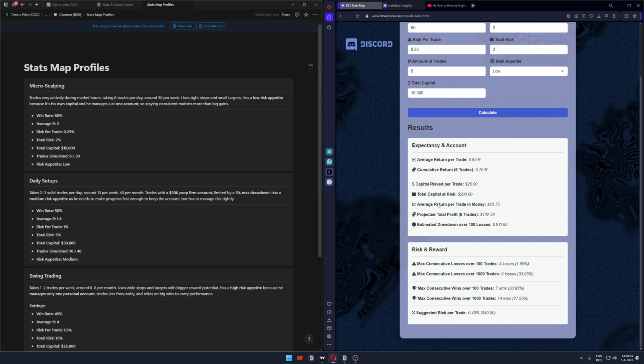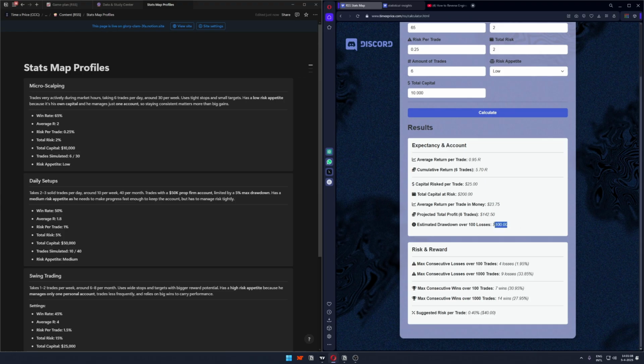Looking back at this, we'll go lower to explain it in dollar amounts. The risk per trade was $25, the total risk at capital is $200. The average return per trade is $23.75. The projected total profit is $142.5, and the estimated drawdown over 100 losses is $100.